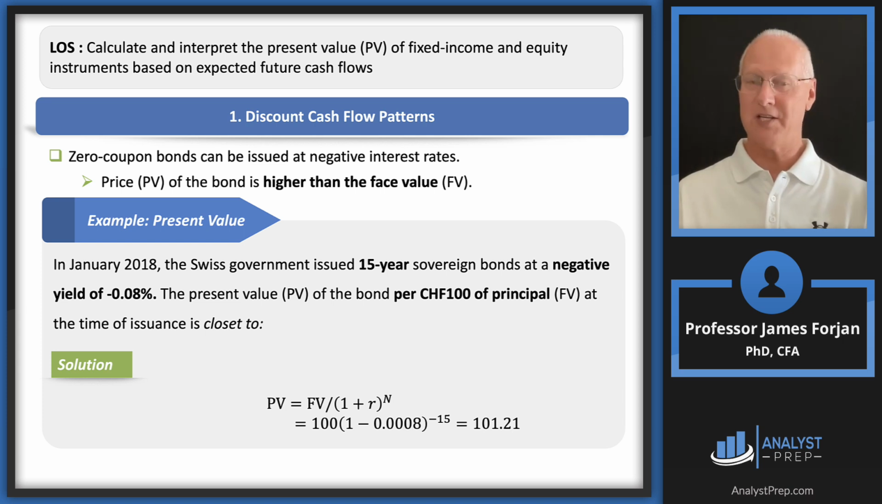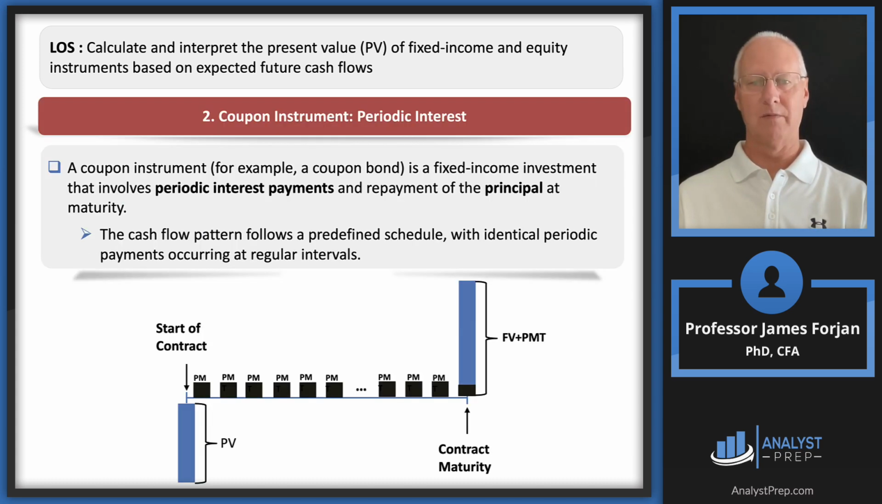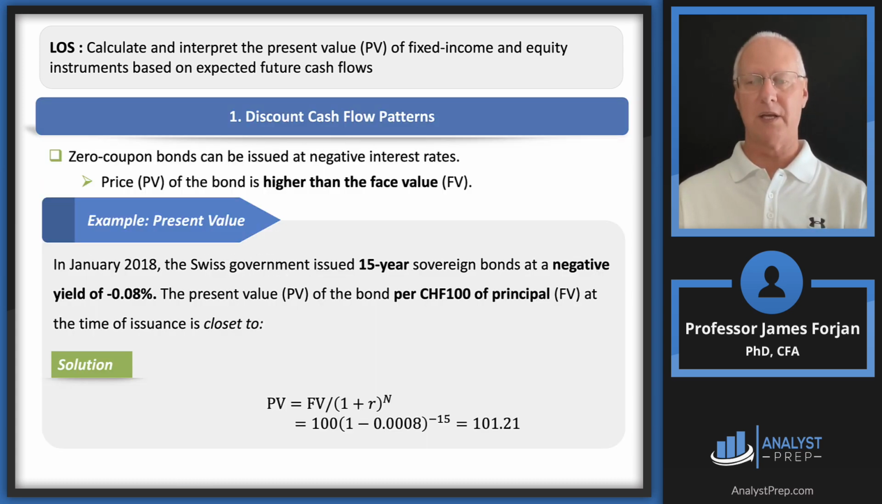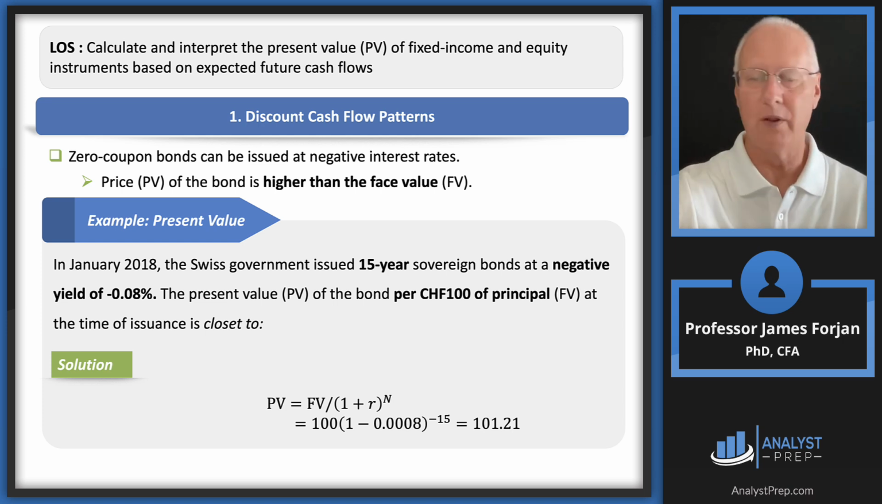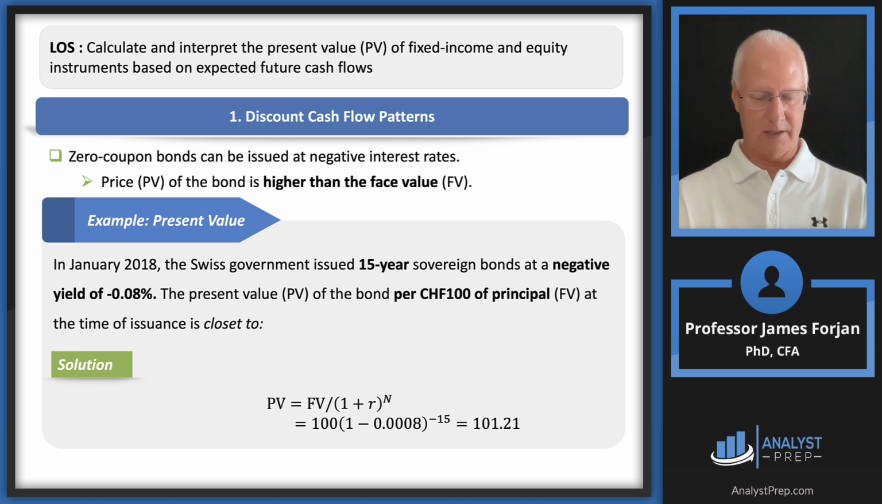Suppose the Swiss government in January of 2018, oh my gosh, go back and do a little bit of research on that, issued a bond at a negative yield of 0.08%. Well, what is that present value? So you do the math here very quickly. So there you get 101.21. You guys want to do that in your calculator very quickly.